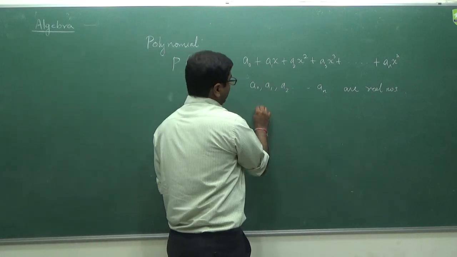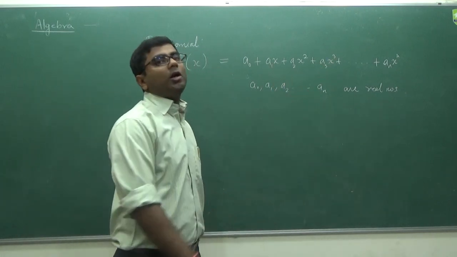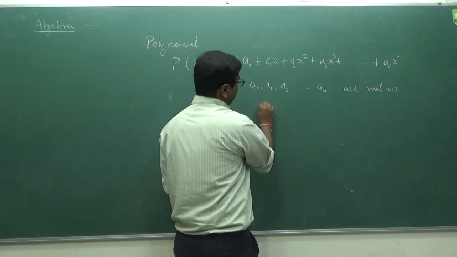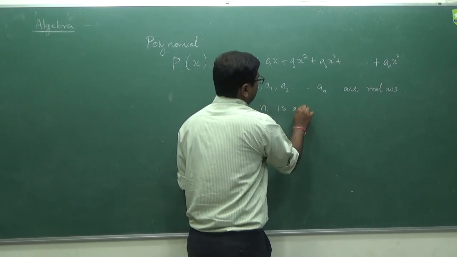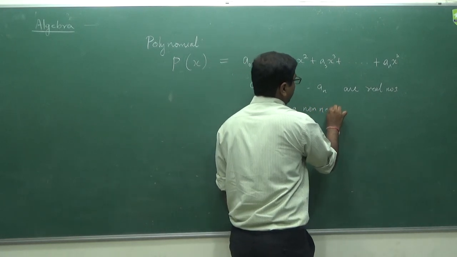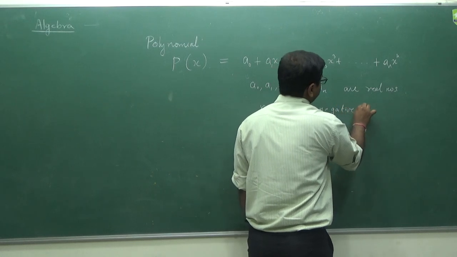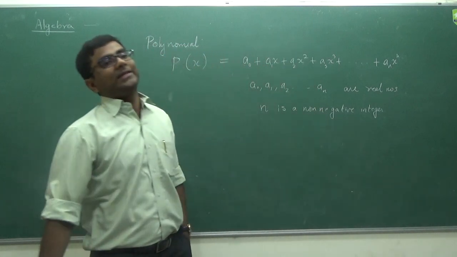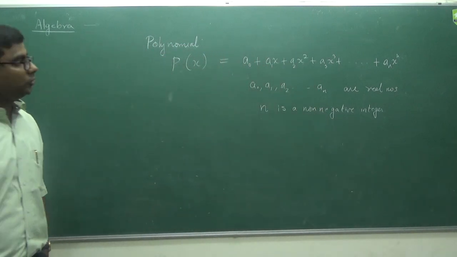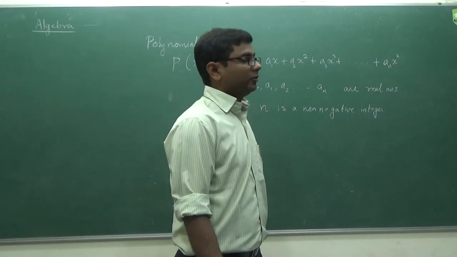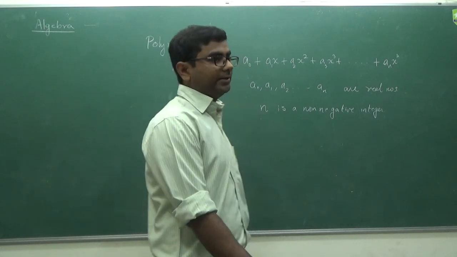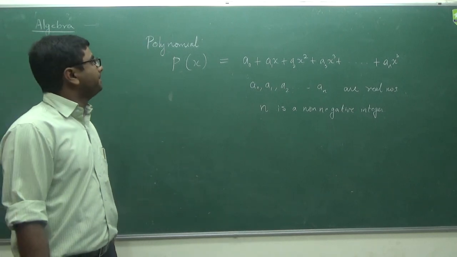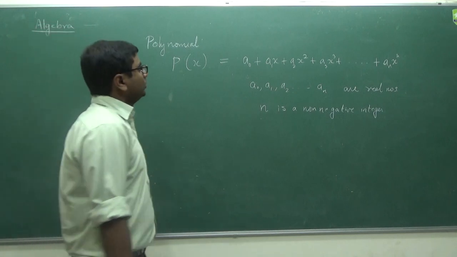And if you see the powers, 1, 2, 3, 4, all are non-negative integers. So n is a non-negative integer. What is a non-negative integer? Positive as well as zero. Something which is not negative is non-negative. So 0, 1, 2, 3, 4, all whole numbers are non-negative. Non-positive would also include 0.